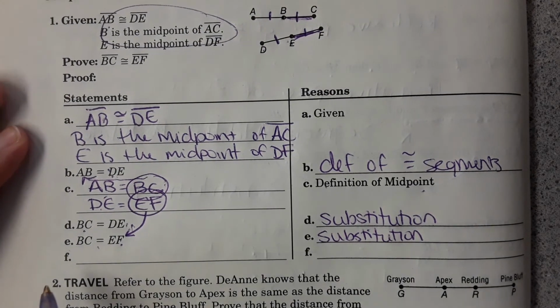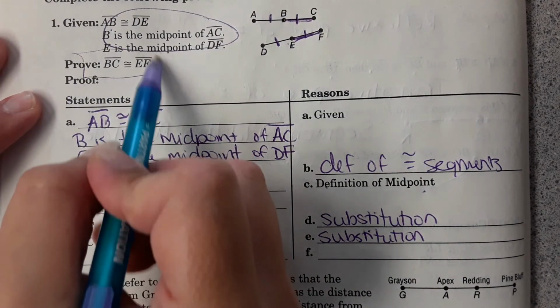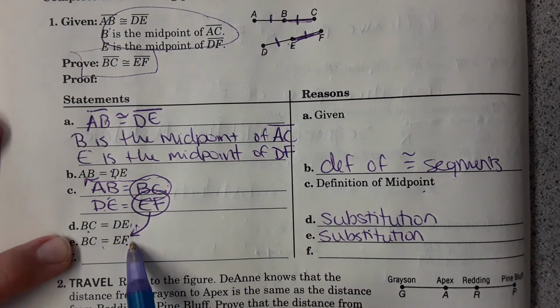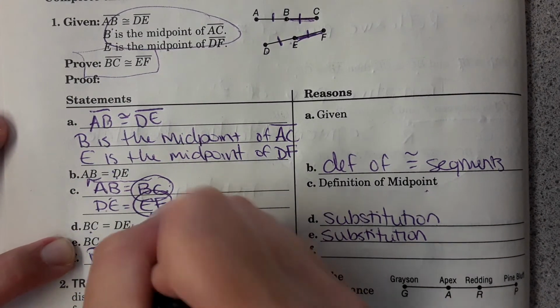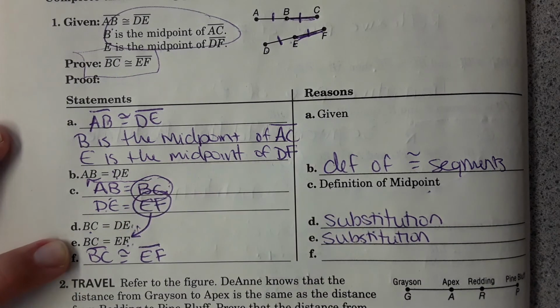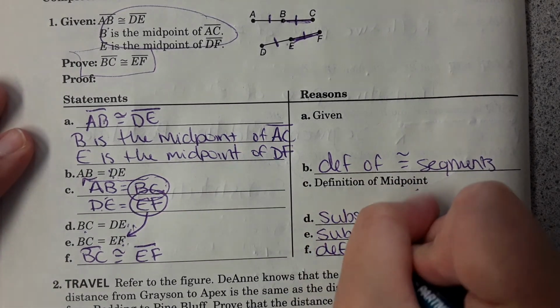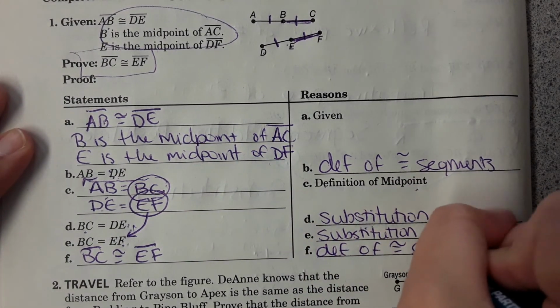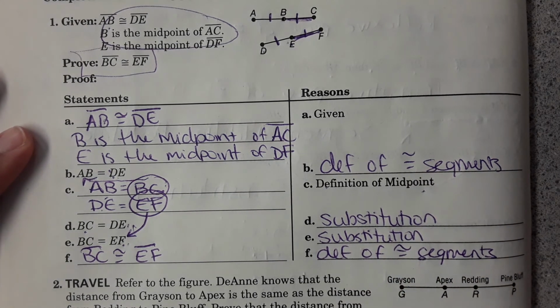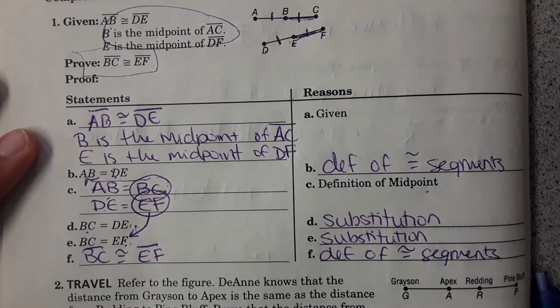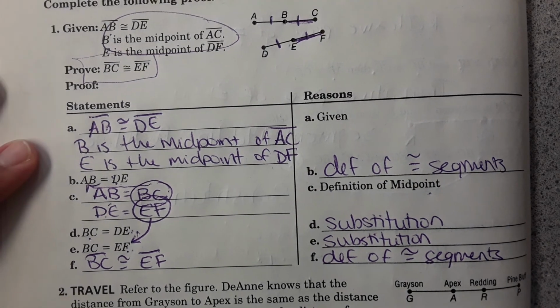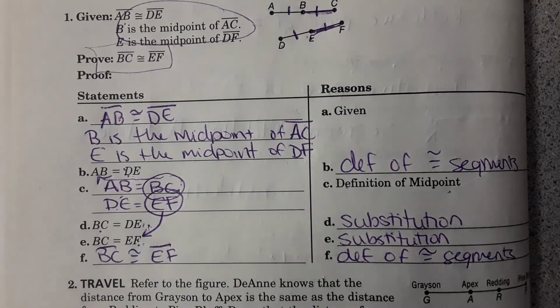And now we're getting toward the end because it's wanting us to prove that BC is congruent to EF, and we're almost there. We just need to turn it into a congruent statement. BC is congruent to EF. Definition of congruent segments. Okay, so that was that. I'm gonna end this.